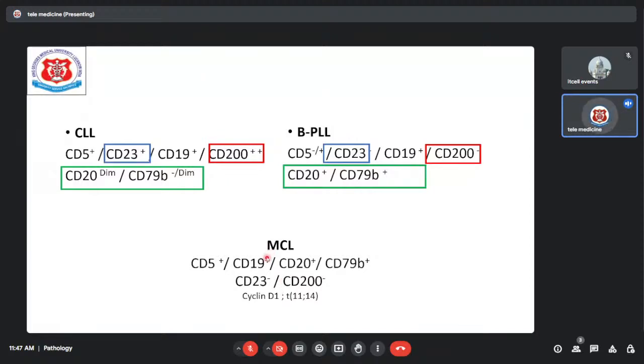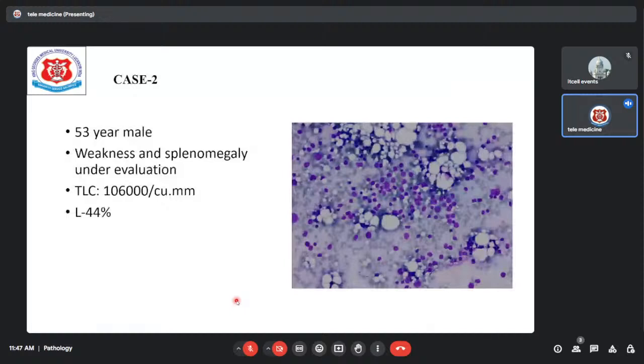And another small cell lymphoma is mantle cell lymphoma. So mantle cell lymphoma is 5 positive, 20 positive, and will have expression of cyclin D1. CD200 and 23 will be negative in mantle cell lymphoma. So these three are small cell lymphomas. This is case 2, 53-year male with weakness and splenomegaly under evaluation.